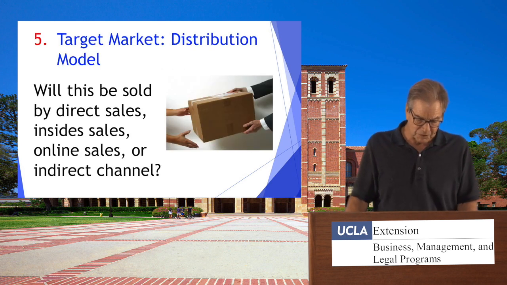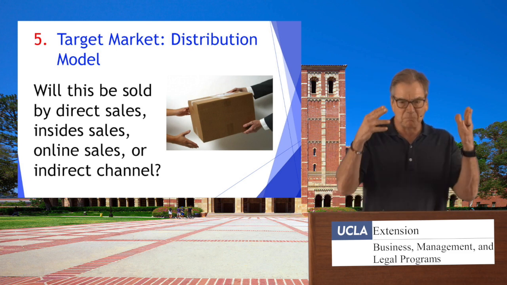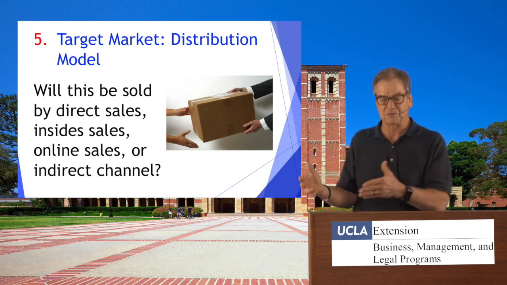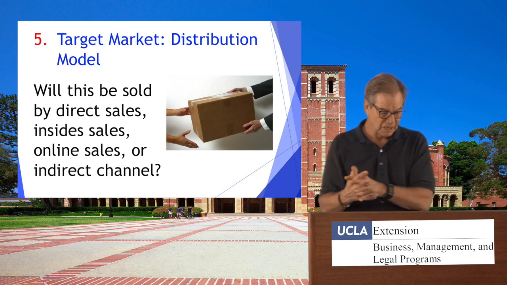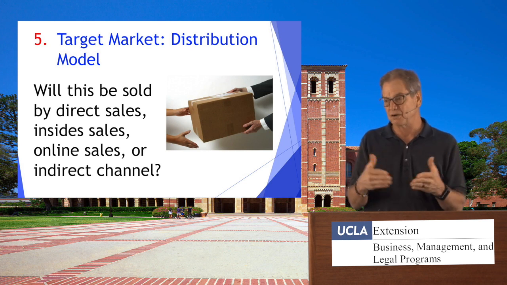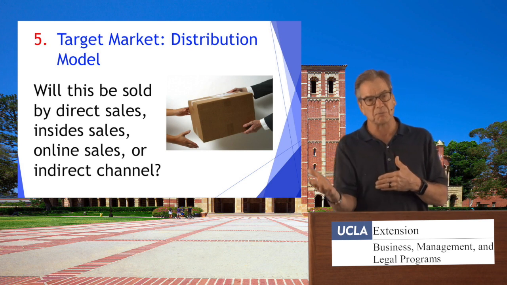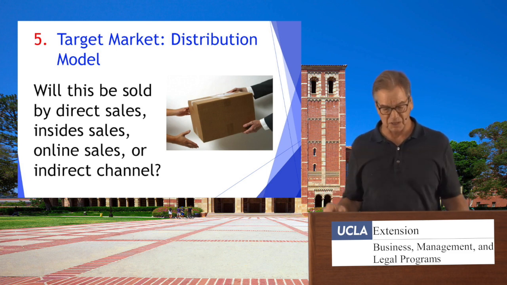Next is the distribution model. There are all kinds of ways of getting products and services from point A to B, from the person who produces to the person who receives. Every industry is different, and there's a wide range of ways of distributing products and services to clients and customers.